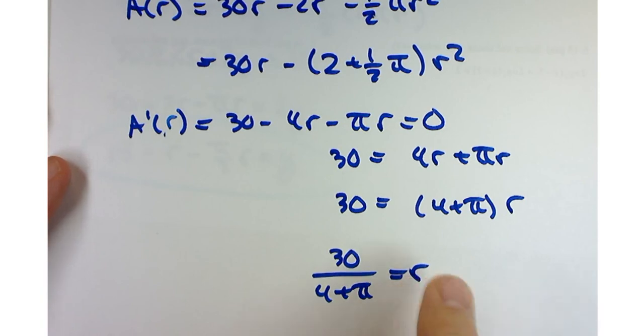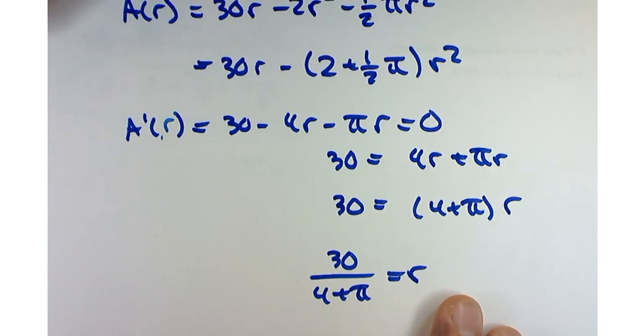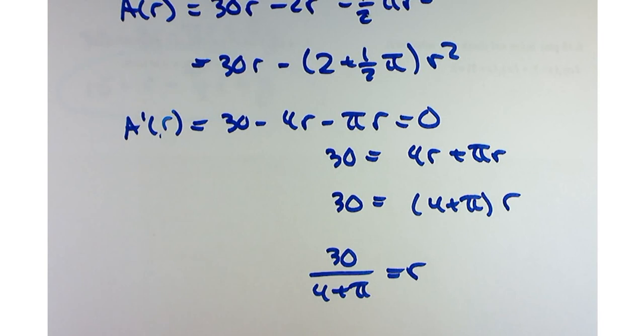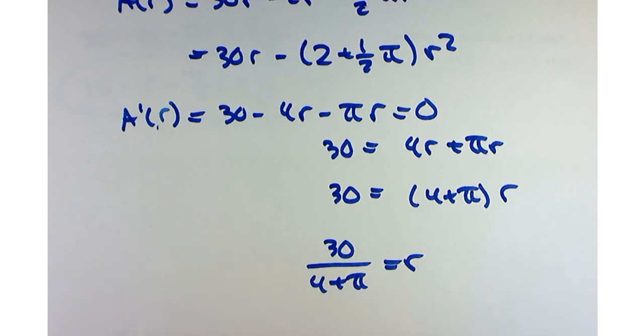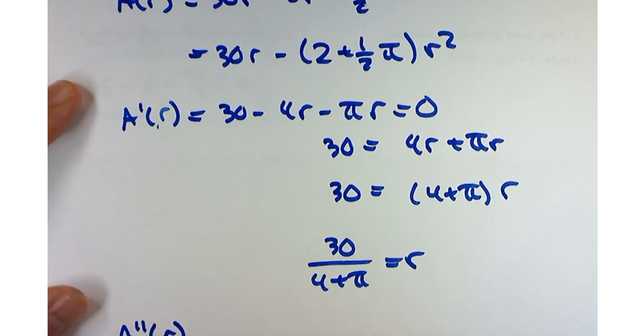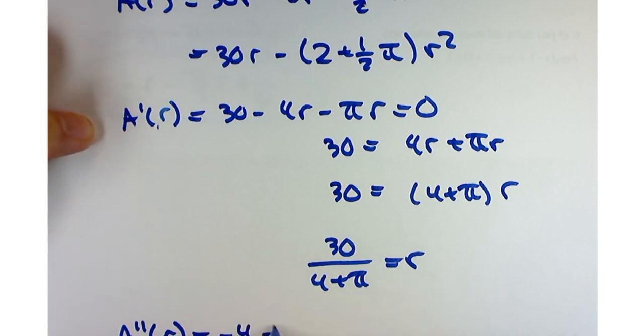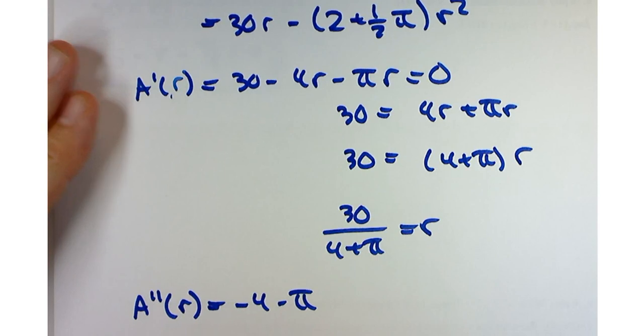Now, how do I know that that actually makes this a maximum? I'd probably go to the second derivative test, because the second derivative test is going to be easier than plugging this in, evaluating it to the left, and evaluating it to the right, and getting the sign of the first derivative on either side of that. Rachel, what's the second derivative of A? Here's your first derivative. It would be negative 4 minus pi. Cool, negative 4 minus pi.